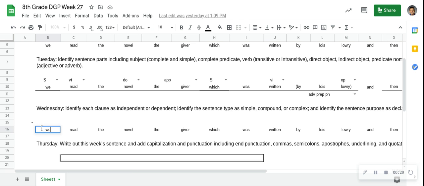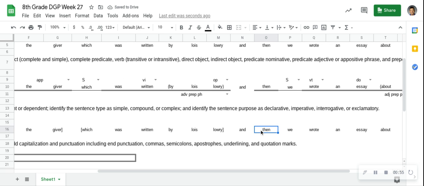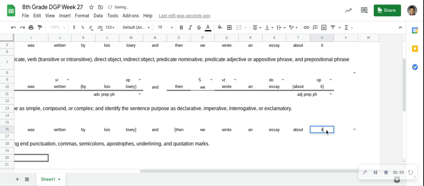Okay, so my first set of brackets go between read the novel, The Giver, okay, which was written by Lois Lowry. I apologize. Then we wrote an essay about it. Okay, those are your clauses.